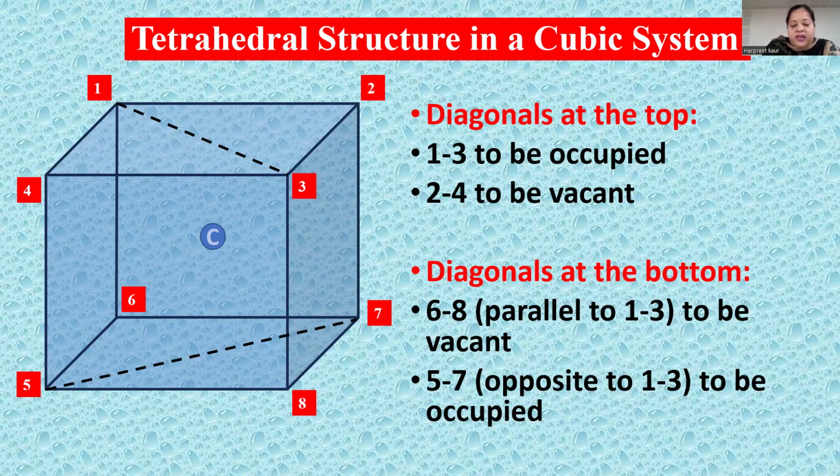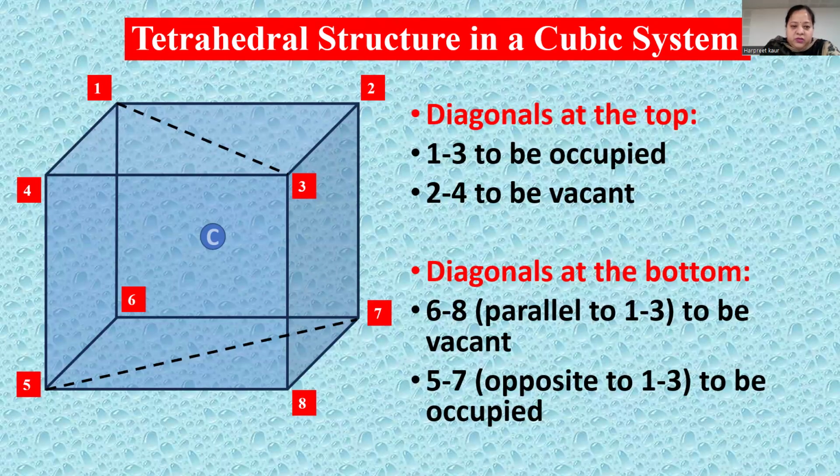Out of the two face diagonals at the top and two face diagonals at the bottom, I have drawn only one each. At the top, 1, 3 is occupied, whereas 2, 4 is vacant. On the floor, parallel to 1, 3 is 6, 8. The diagonal parallel to 1, 3 on the floor, that is 6, 8, is kept vacant, whereas the opposite to that, 5, 7, is occupied.